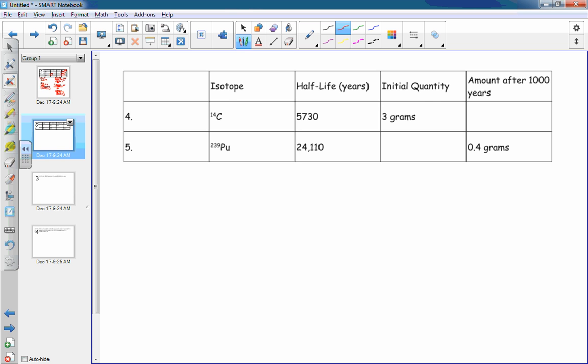Okay. Now the isotope problems. Do we know how to do the isotope problems? Isotope problems are exactly the same concept as PERT. Exactly the same concept. So how do I do this?